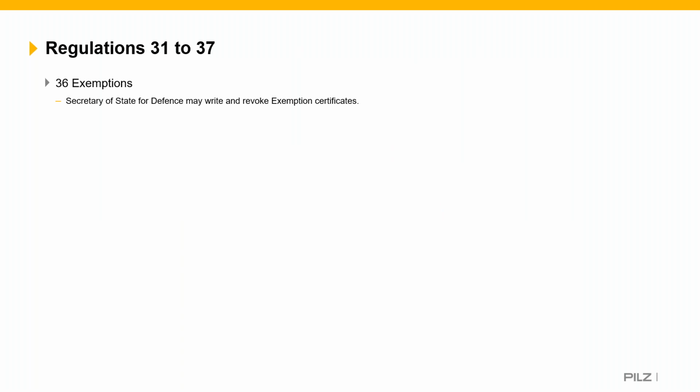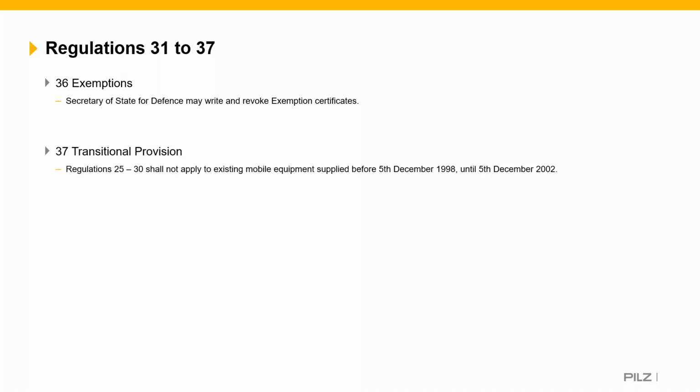Regulation 36 looks at exemptions, and this is where the Secretary of State for Defence can write an exemption certificate, because generally his staff, the armed forces, are typically using work equipment that is of a dangerous nature. So it's very difficult to cover those with PUWER. And Regulation 37 really doesn't apply anymore.